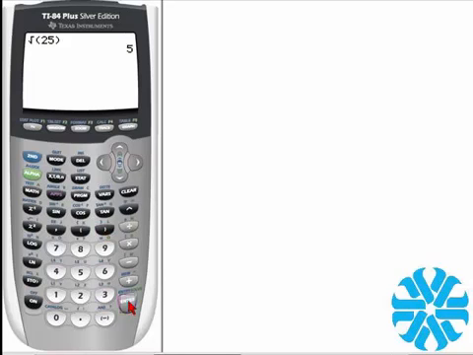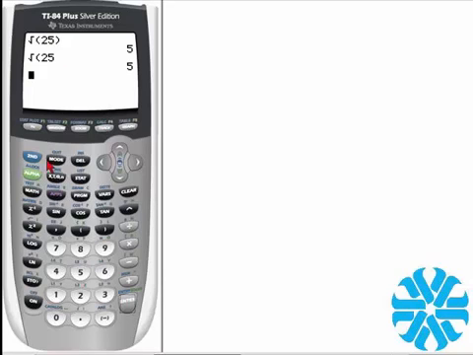Now let's see if the answer changes if we don't use the closing parenthesis. So let's do the calculation. Second function, square root of 25, and let's go ahead and hit enter. And it does not make a difference. So you can go ahead and save a keystroke by not using the closing parenthesis for a single computation.